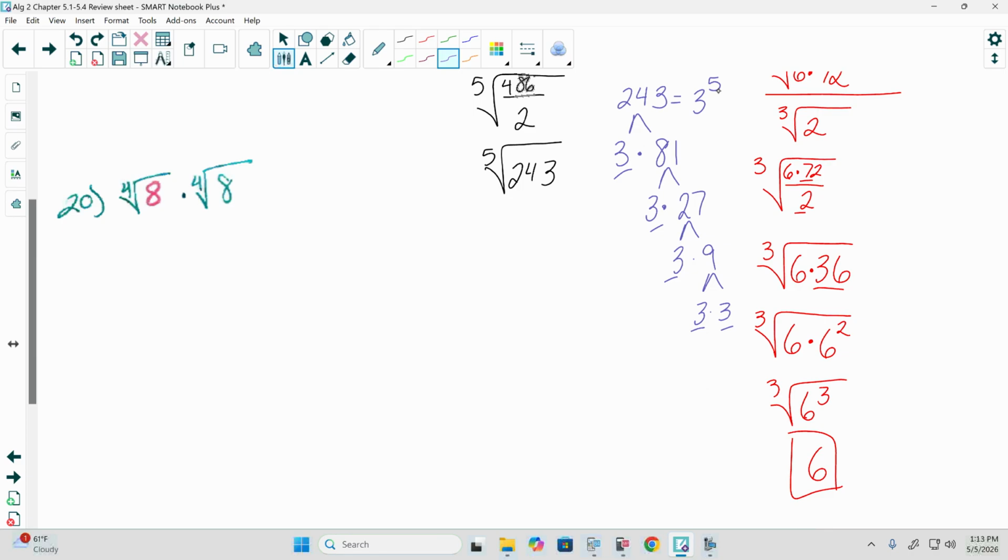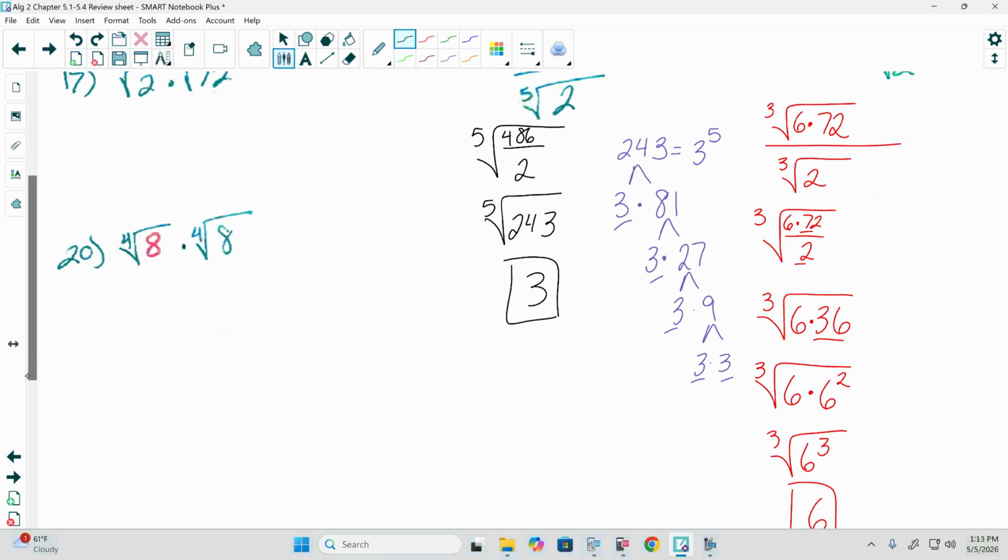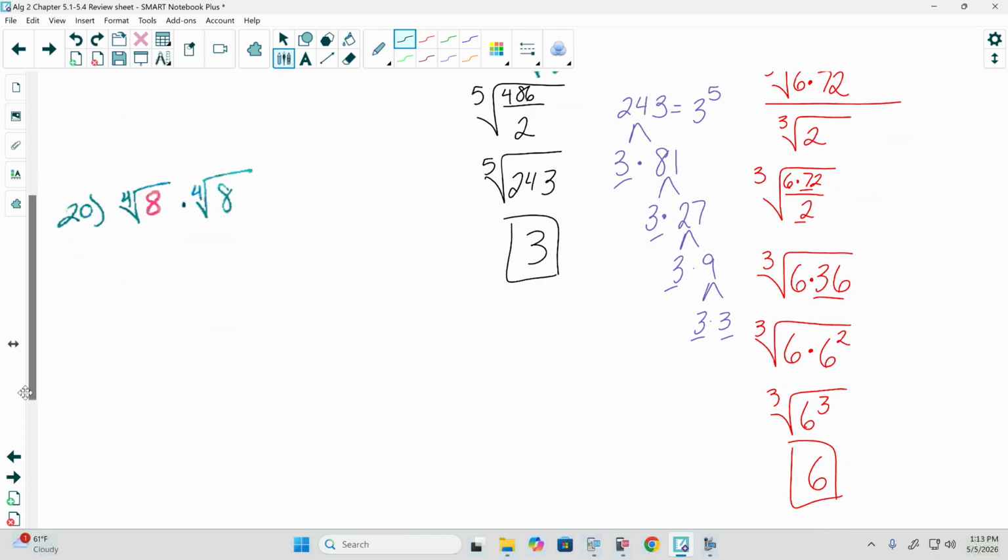Now at this point, we can rewrite the fifth root of 243 as the fifth root of 3 to the fifth power. Simplify out, telling us that it is 3. Or we can just say it's 3 because our fifth root is saying, what number to the fifth power is 243? That number would indeed be 3. But that also tells us that either calculator, if we plug in the fifth root of 486 over the fifth root of 2, would have told us it's 3 also.